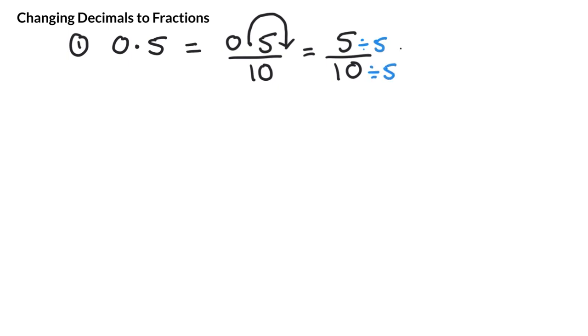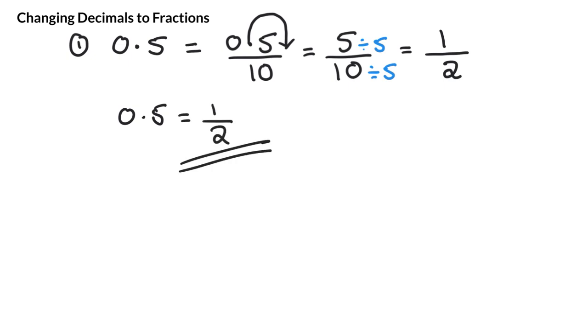So what do we get? 5 divided by 5 is 1. 10 divided by 5 is 2. So the decimal representation of 0.5 is nothing but 1/2. Now do you notice how we change a terminating decimal into a fraction?